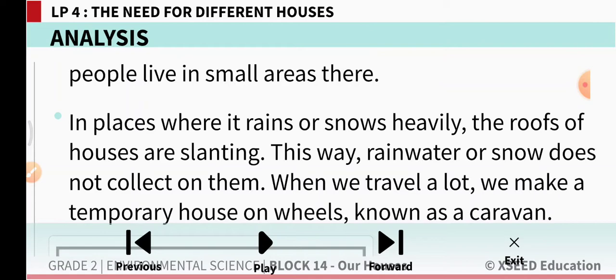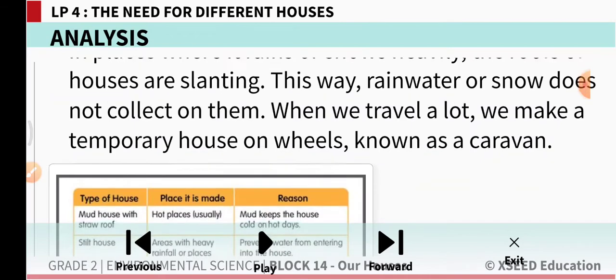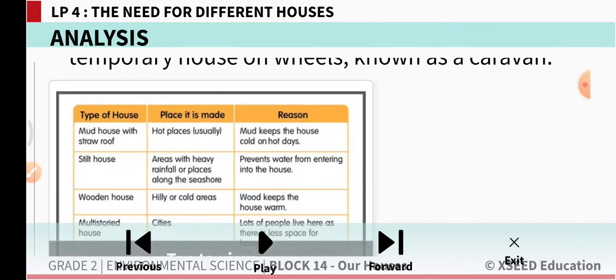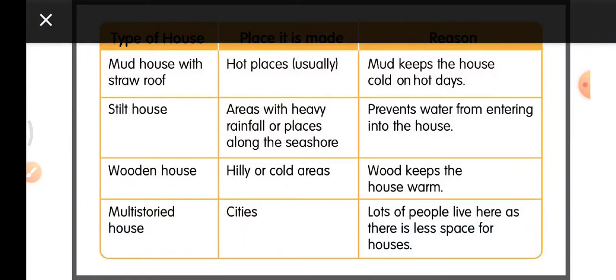So in order to prevent the water logging on the roof, the water will not get collected on the roof and spoil the house, but the rainwater or the snow will slip down. When we travel a lot, we make a temporary house on wheels known as a caravan. Now, let us read this table.